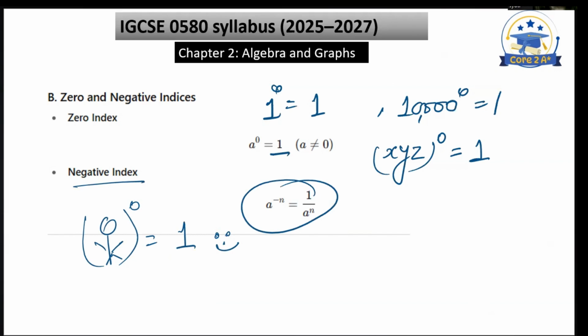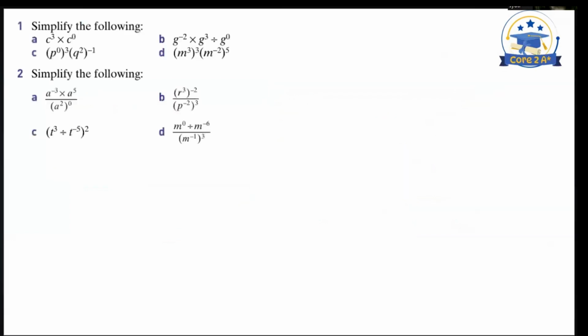Okay, the negative index means what? I have already explained. If we have 2 to the power negative 3, it means 1 upon 2 to the power 3. The whole thing will be in the denominator, right? Like this. Okay, let's solve the question. What question you want to solve first? This one? Okay.